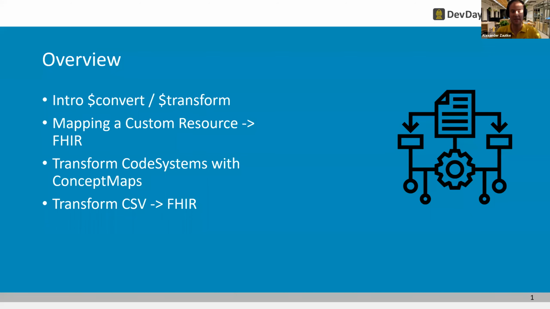Afterwards, we're going to take a deep dive into three different topics. First, we are going to have a look at how to transform a custom FHIR resource into a set of standardized FHIR resources. Afterwards, we are going to see how to incorporate concept maps into the whole mapping process to transform codes between different code systems. And last but not least, we will have a look at how to natively map CSV content to FHIR.